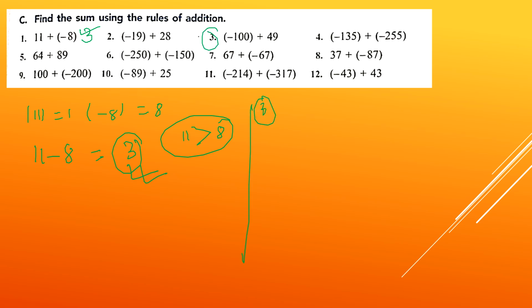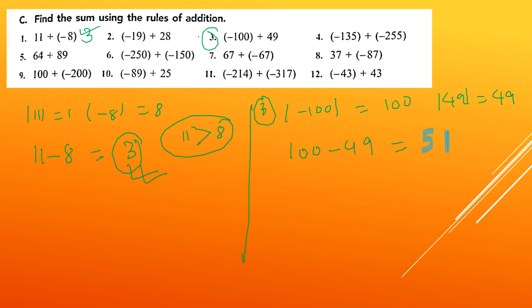Now let us check question number 3. Here the absolute value of minus 100 is 100 and absolute value of 49 is 49. Now see, both of them are having opposite sign. You will subtract them. So you get here 10 minus 9 is 1. Okay, let me write this one properly. 10 minus 9, it will be 1, and here 9 minus 4, it will be 5.